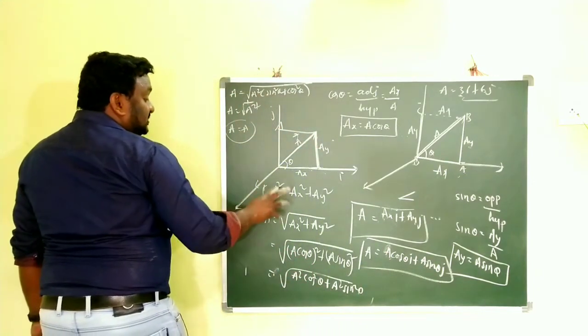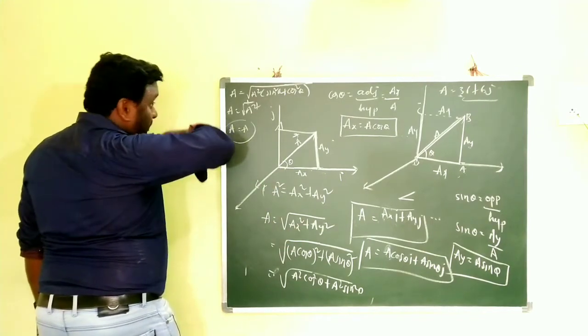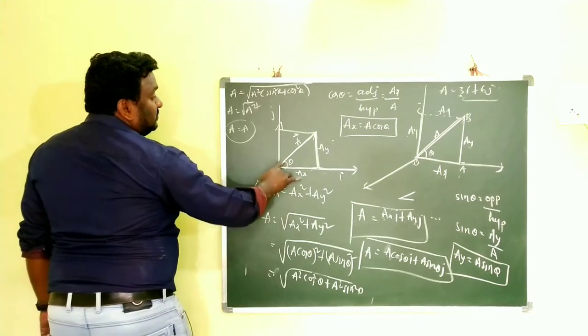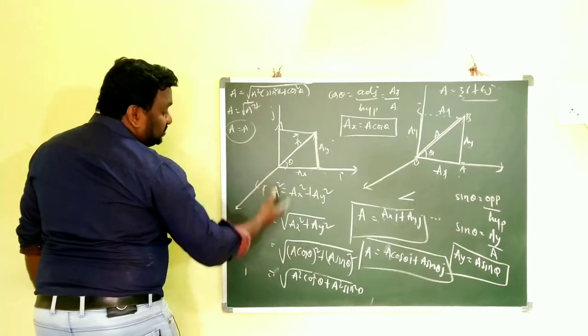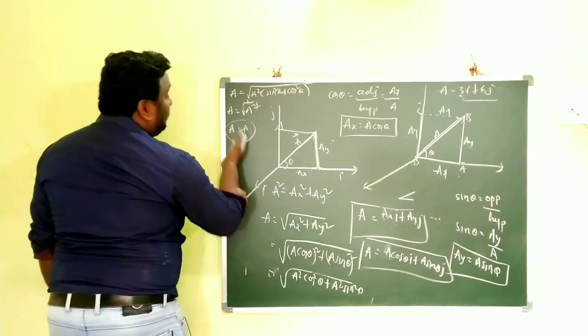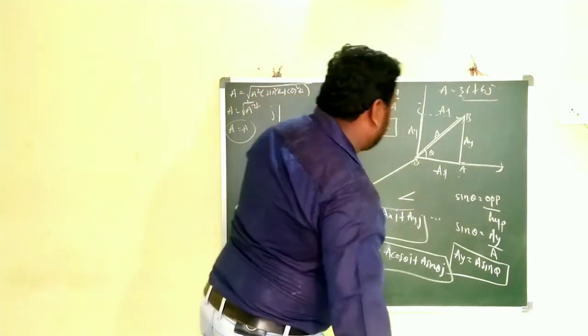And children, in this case the magnitude of the vector A is equal to the square root of Ax square plus Ay square, because this is the Pythagoras theorem. If you substitute these values of Ax and Ay, you get the same thing, A is equal to A. So children, this is the resolution of vectors.